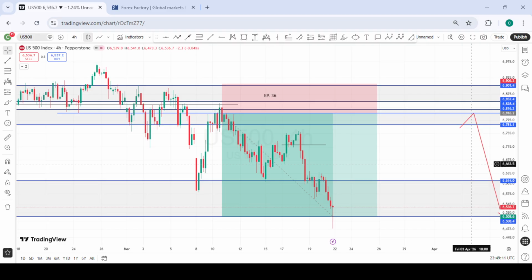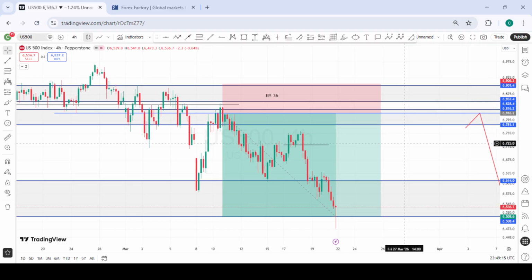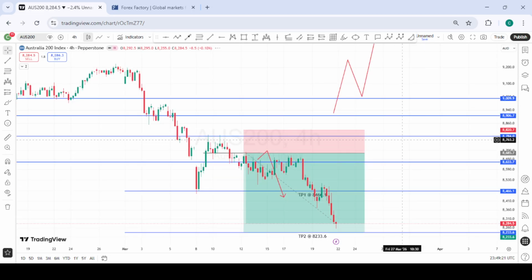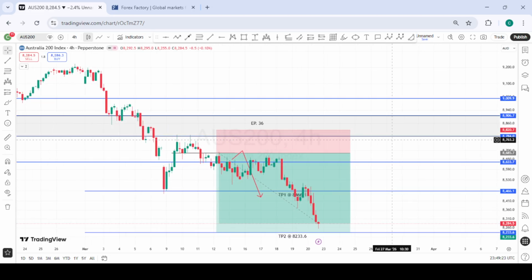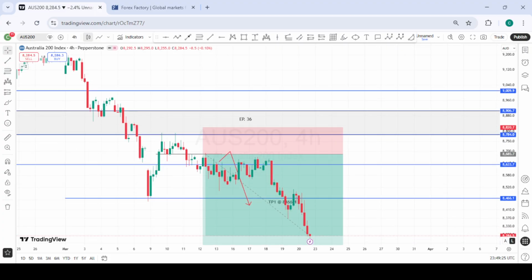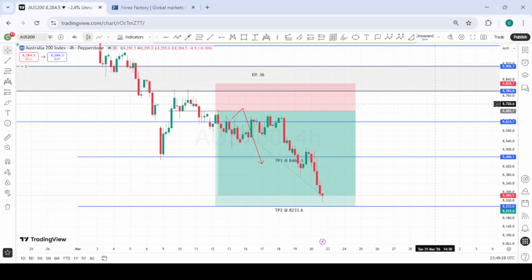This is S&P 500. We had this position from episode 36 and the price has finally hit the TP that we had, so this is a win for us. We also have here Australia 200. This setup was also from episode 36 and price is almost at our second TP, and we are still holding on to this position until the TP finally hits, so this is also a win.